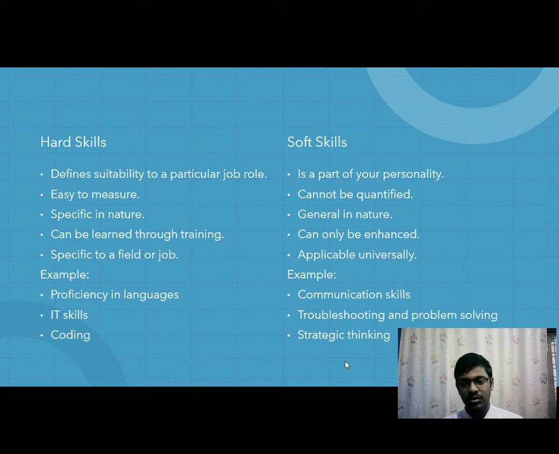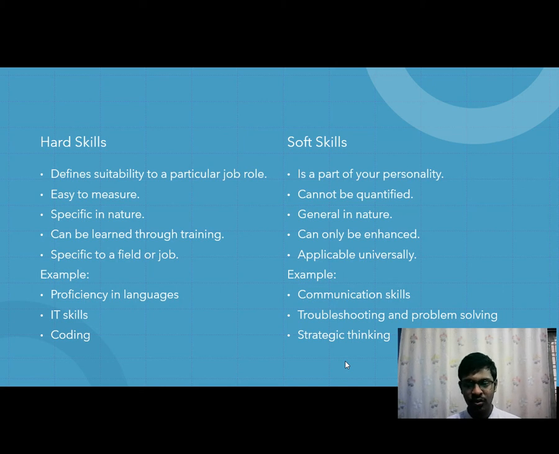And soft skills cannot be quantified. So we cannot measure a person's soft skills. So that explains itself. And hard skills are specific in nature. And as we said, for programming, and for the people with a mechanical background, they're specific to a job role, we can say, in other words. So soft skills are general in nature. So it's like talking to the normal people in day-to-day life.